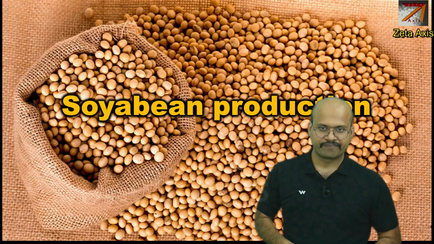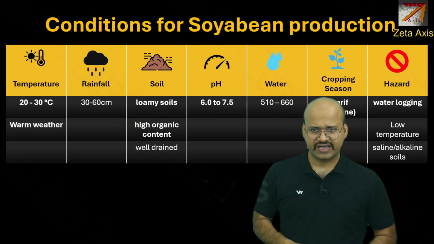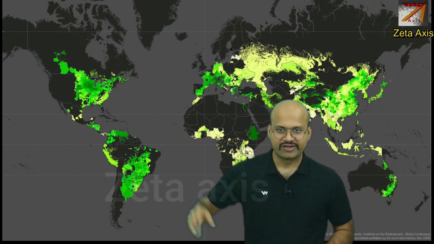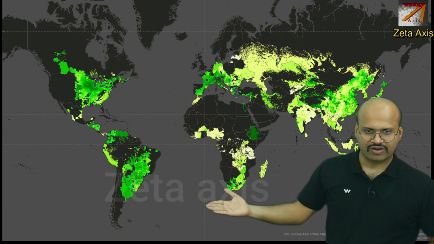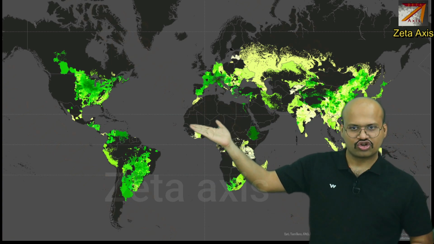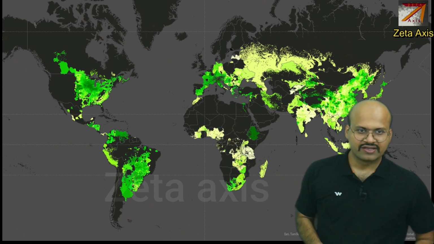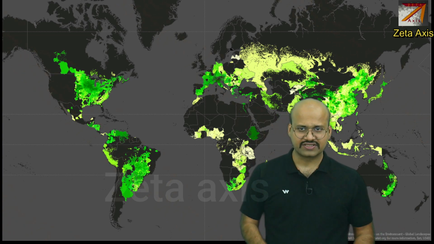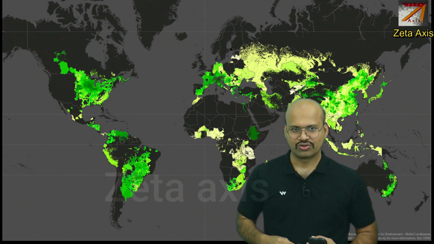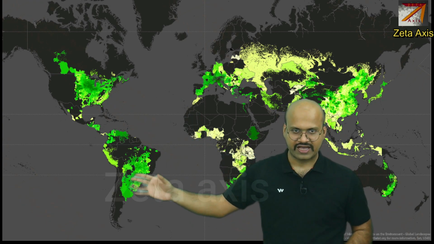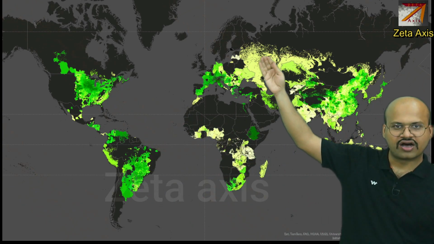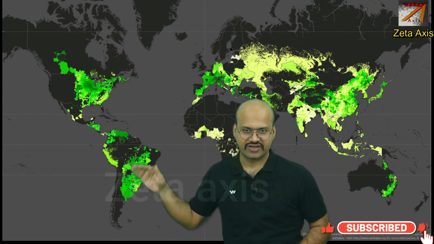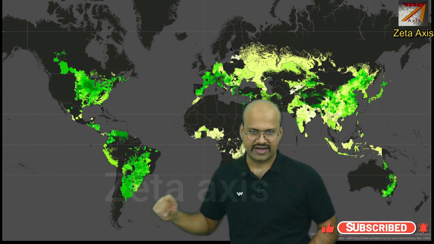Now let's see soybean production. Again, soybean also requires a slightly warmer atmosphere. We can see that its production spreads right from the temperate region to the tropical region. Soybean prefers a warmer climate, but it can also be grown in temperate regions. We can see the global extension in the northern hemisphere: it extends into higher latitudes, as well as in the southern hemisphere.